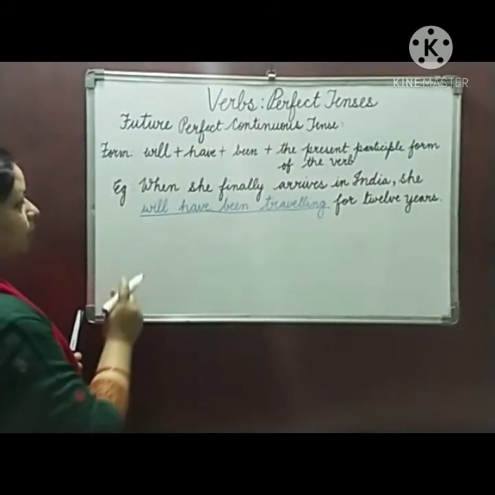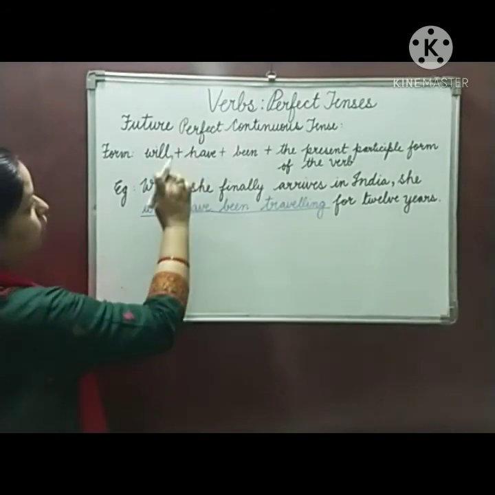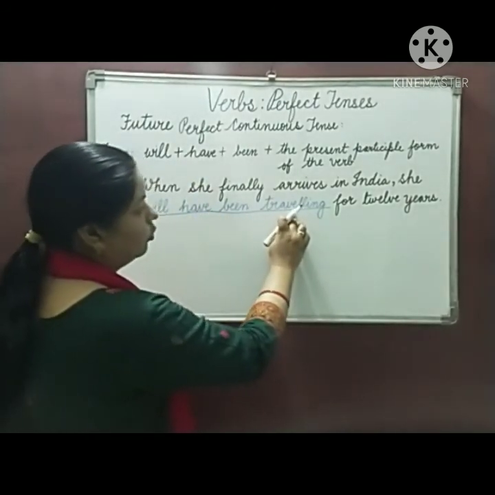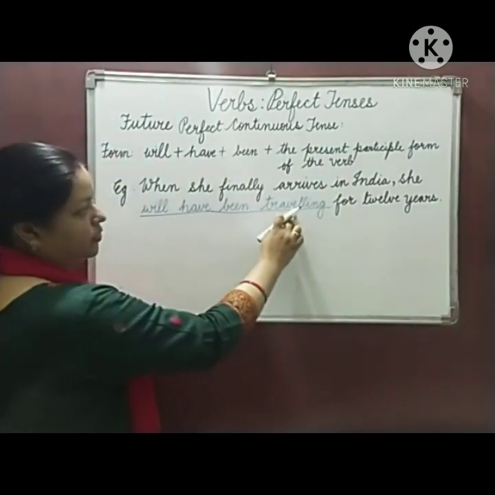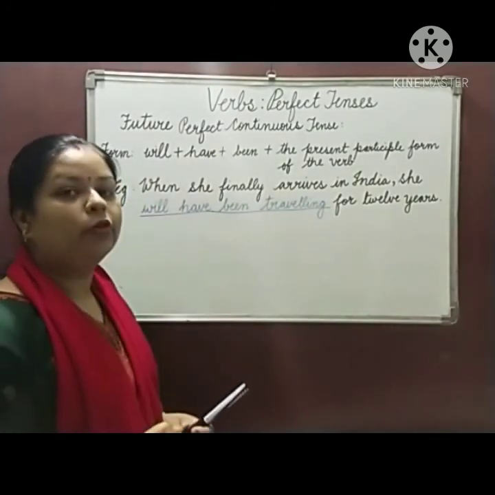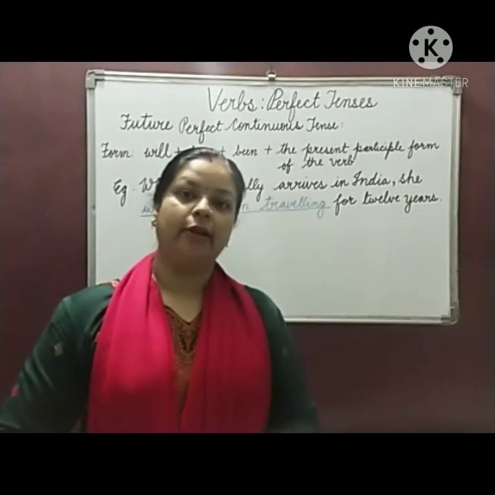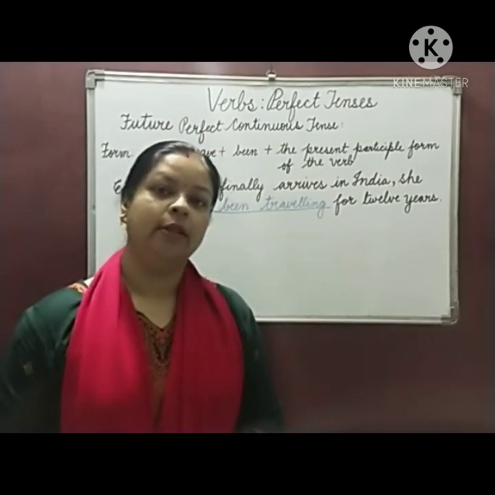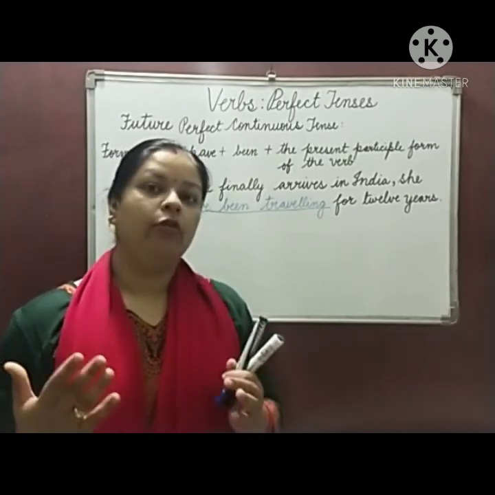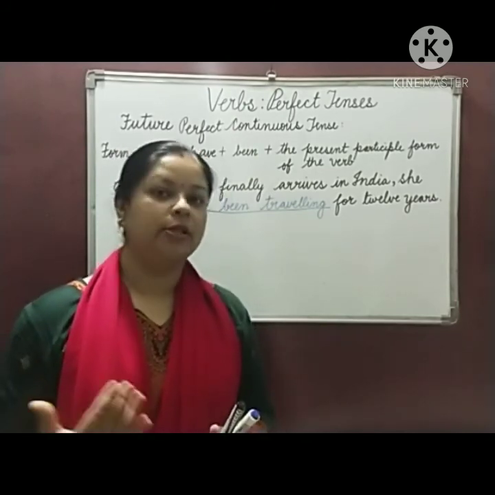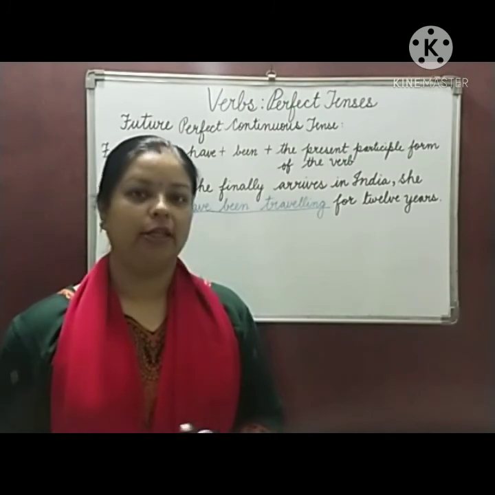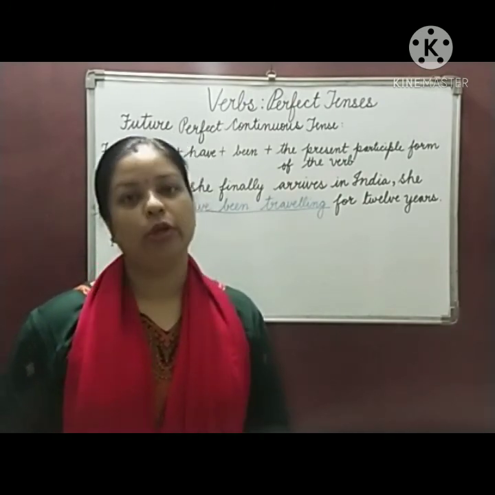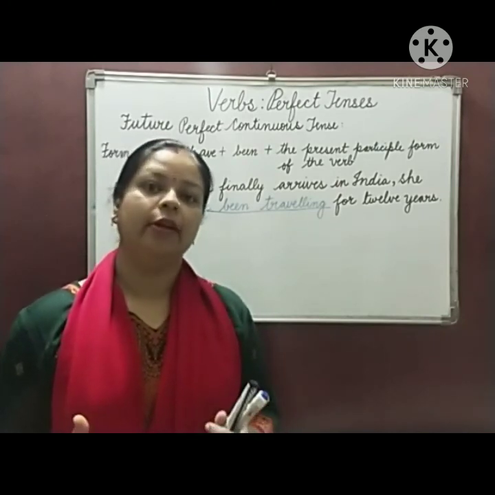So here we can see that will is used, then have plus been and the present participle form of the main verb, that is traveling. This future perfect continuous tense is rarely used. It is not very common, but for our knowledge and information, sometimes it is used, so we study this tense. One more thing: the negative and the interrogative of this tense are rarely formed.